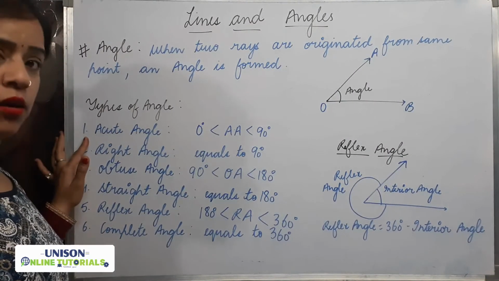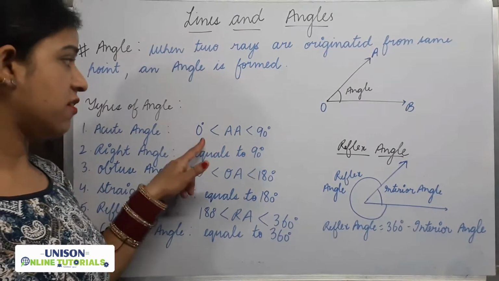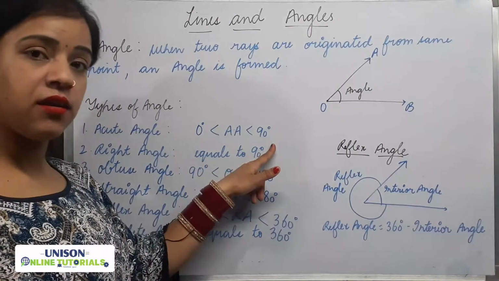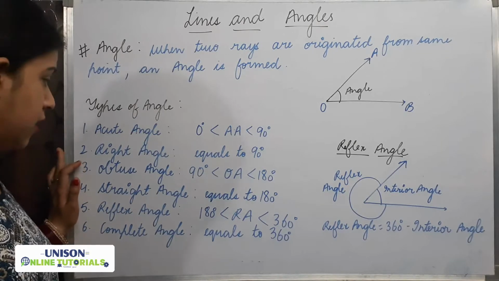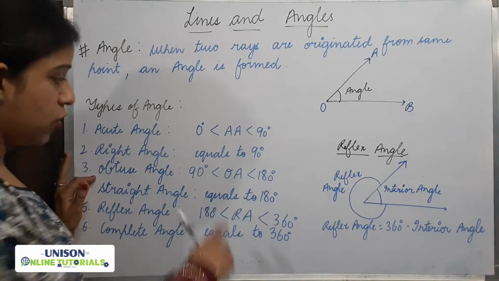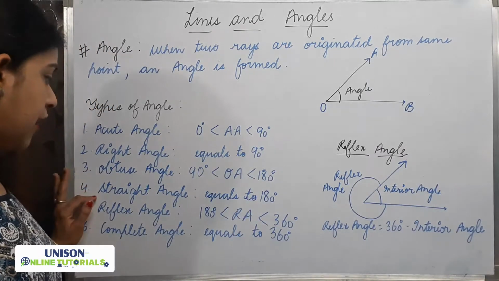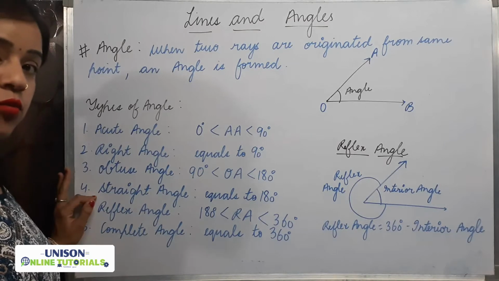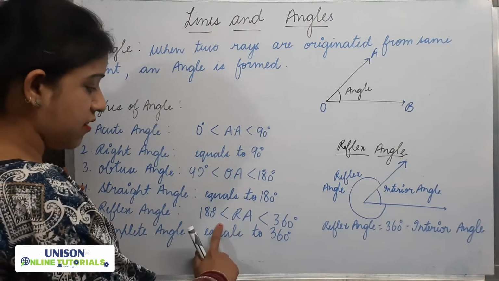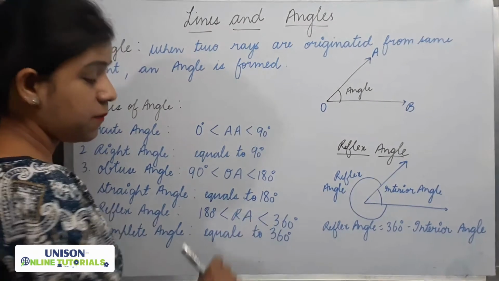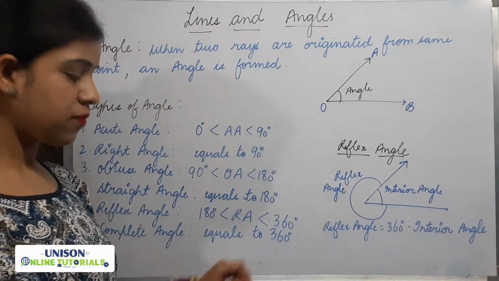First one, acute angle. You all are familiar with these types of angles. Acute angle, which is greater than 0 degree but less than 90 degree. Next we have right angle, which is equal to 90 degree. Third one, obtuse angle, which is greater than 90 but less than 180. Next we have straight angle, which is equal to 180. After that, reflex angle. Reflex angle is greater than 180 but less than 360. And last, complete angle, that is equal to 360.